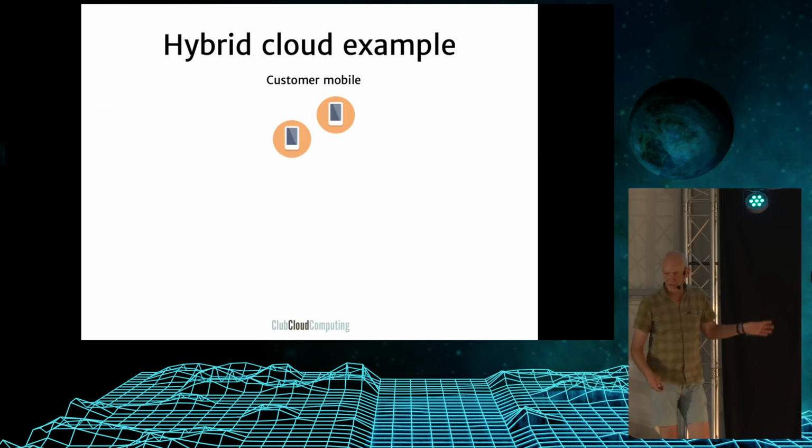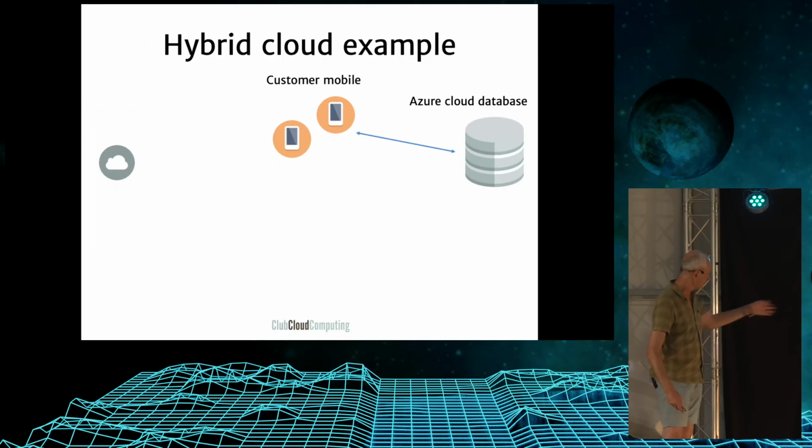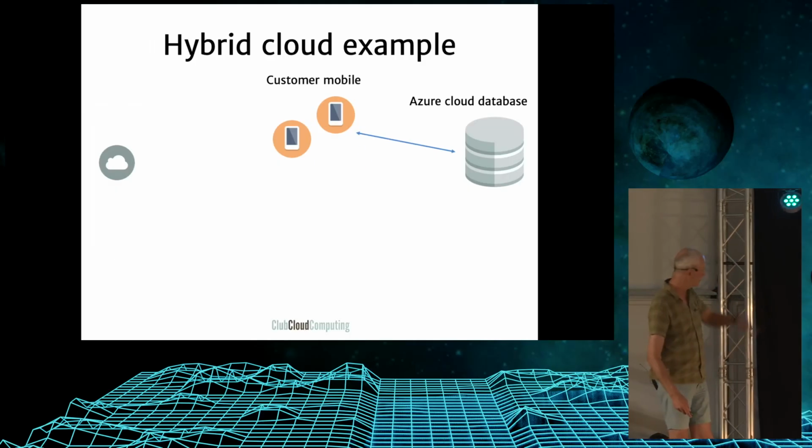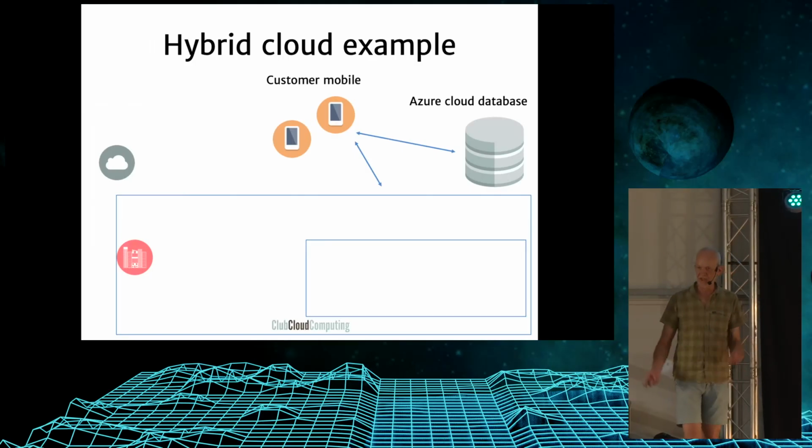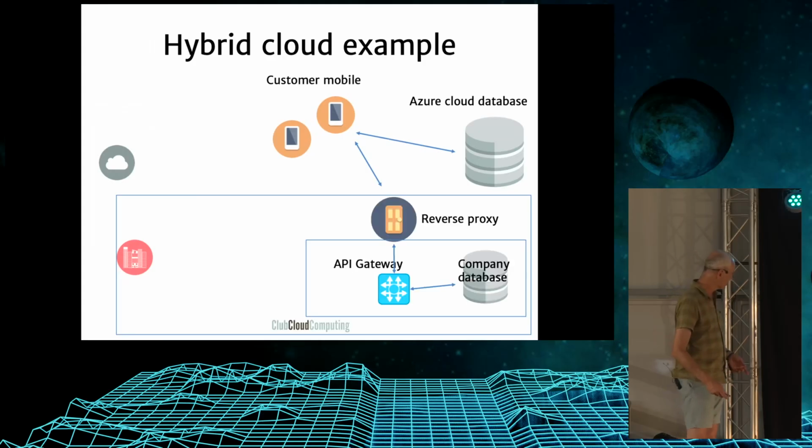So this is an actual example from a cloud security training customer of mine. It's a Belgian bank. So you have a customer mobile that has an app. Now, the app talks to an Azure cloud database for one reason or another. That's all in the cloud, so that's on the top. And then on the bottom half, what you see is their data center. And inside the data center, there's a bunch of other components.